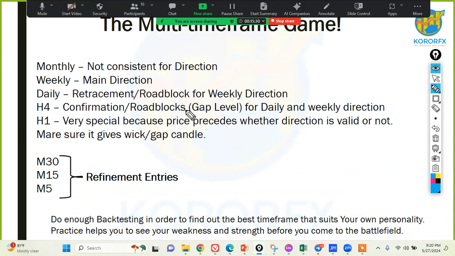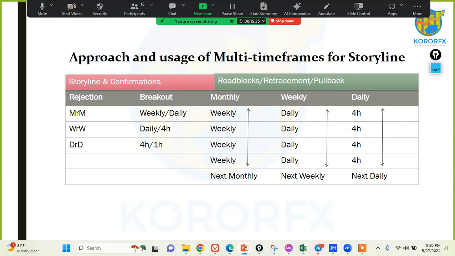So for example, let me show you how we can use the storyline and confirmation and the roadblocks that I have explained in my document for the mentorship. So the approach and usage of MTF for the storyline is, first thing first, we want the storyline, and the storyline itself must be confirmed, like one time frame lower or two time frame lower breakout. So the storyline, it has a name.